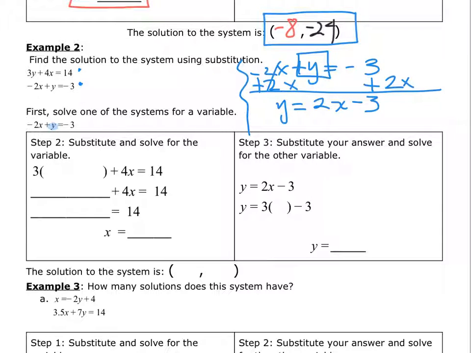All right. Once I've solved for y, I can plug that in for the y value in that first equation, right? So I can substitute. I'm going to say 3y, but instead of y, I'm going to put that 2x minus 3 plus 4x equals 14. So the first step is to substitute.